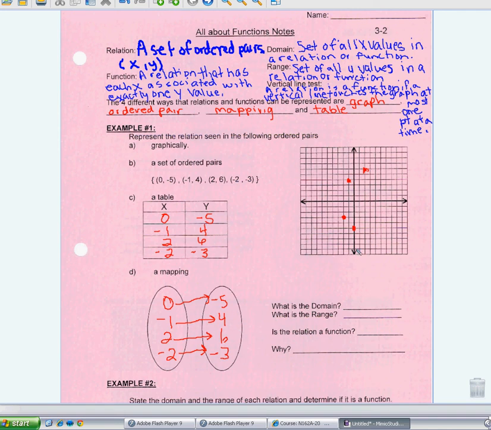What is the domain? The domain are all of my x values, so we use a bracket to contain them. And that's 0, -1, 2, and -2. So those are my domain. For my range, those are going to be my y values: -5, 4, 6, and -3. I'm going to end those with a bracket.